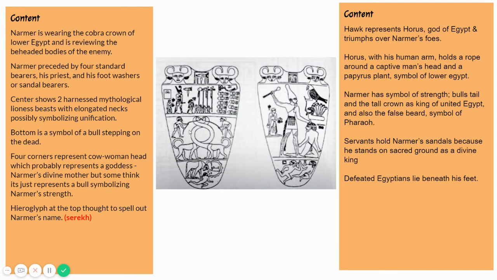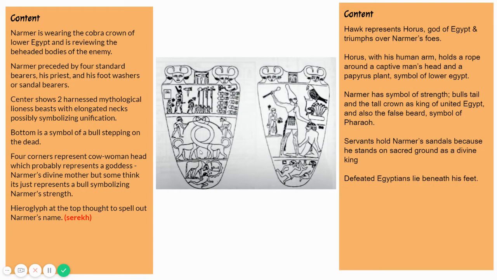In the center here, we have these mythological beasts. They're like these lioness beasts. They have the body of a lioness with these very elongated necks that twist around each other. And it's believed that these 2 beasts, which are trying to be tamed, are twisting around each other, and this is supposed to symbolize that Egypt is being unified for the first time.